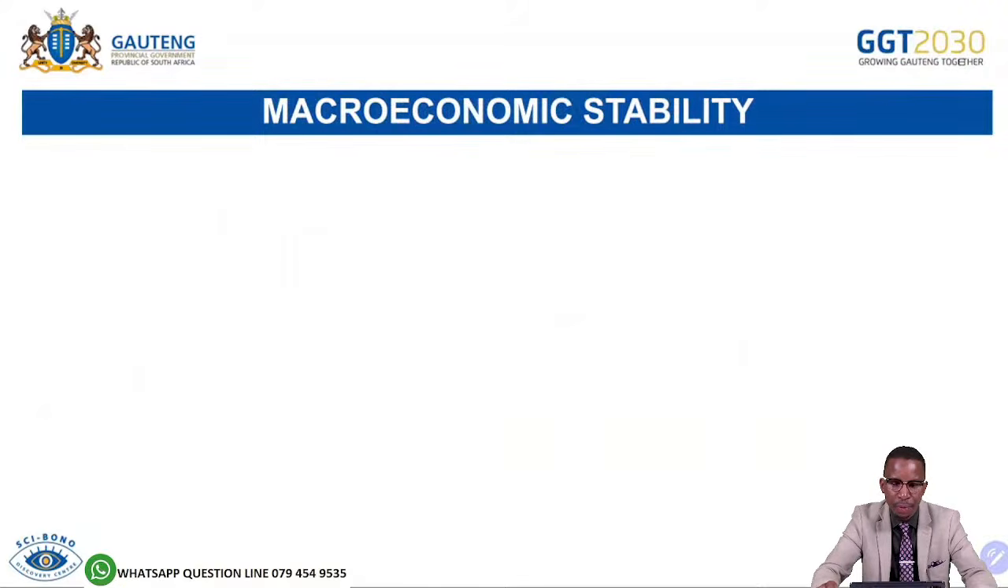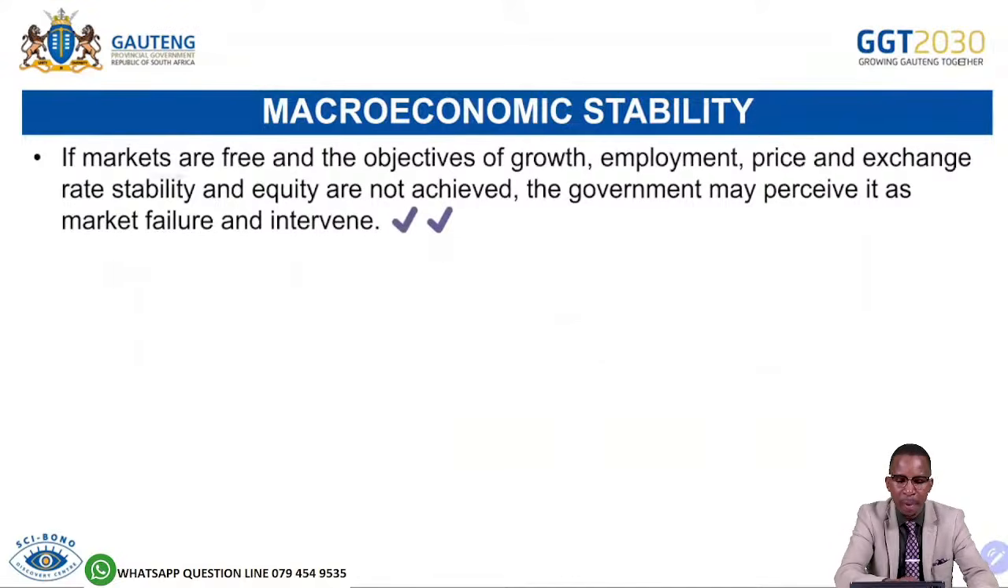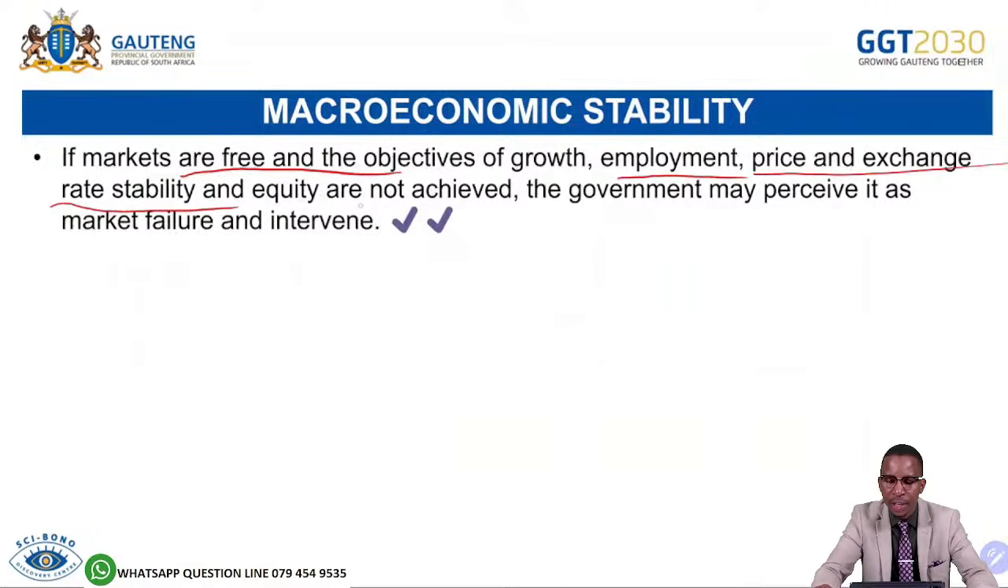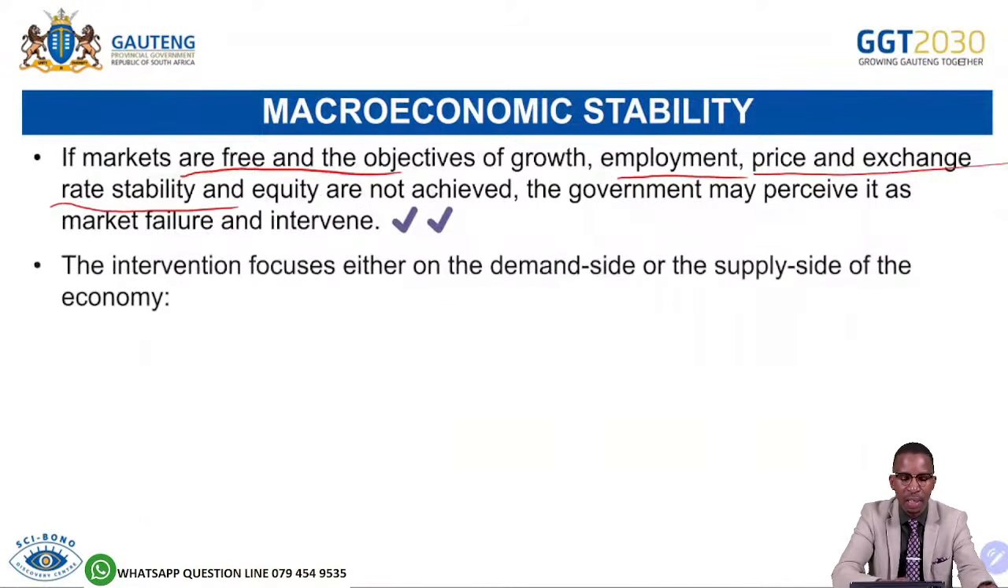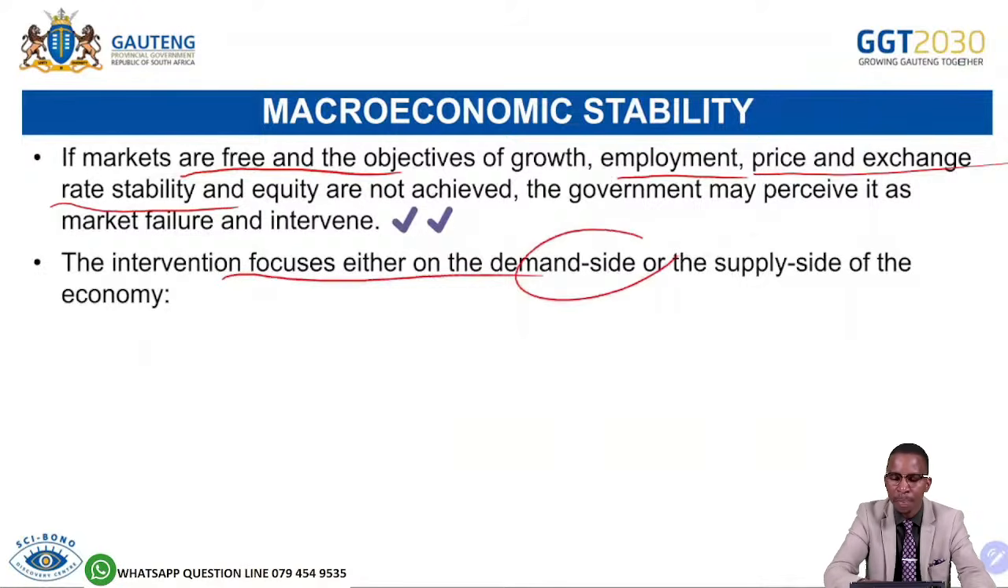And then we continue. Macroeconomic stability. If markets are free and the objectives of growth with employment, price stability, exchange rate stability, etc., are not achieved, that is known as economic instability. Then there must be state intervention. The intervention focuses on either demand side or supply side policies.